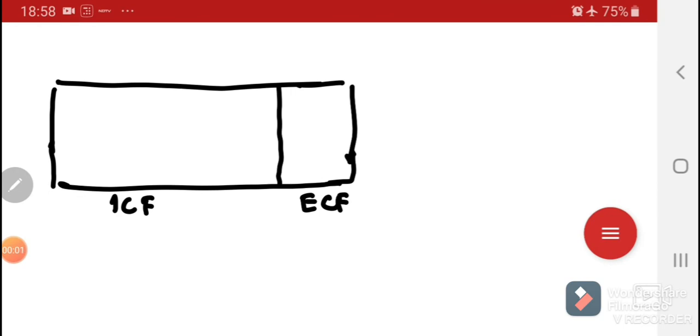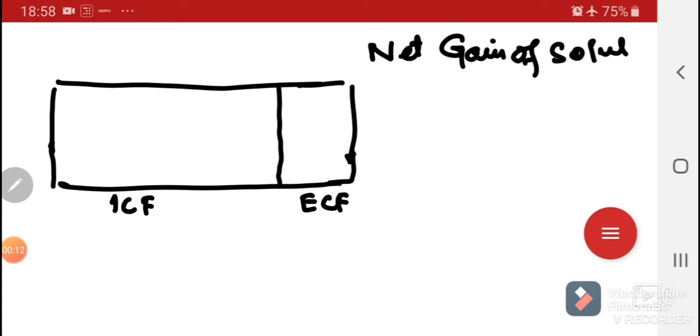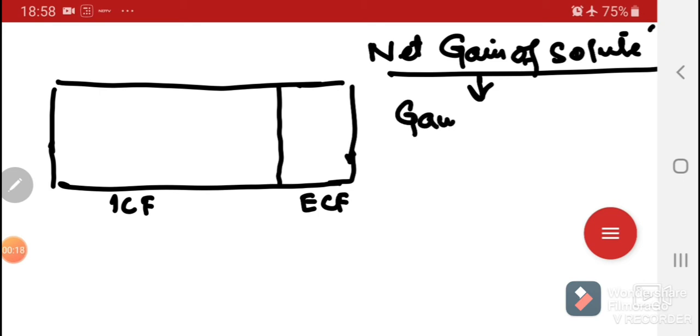The third scenario is that of gain of solute. Net gain of solute means gain of hypertonic fluid.